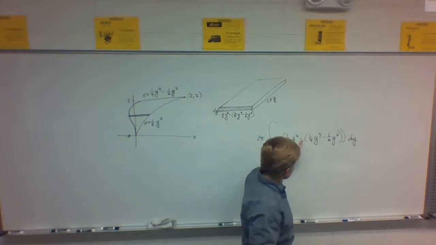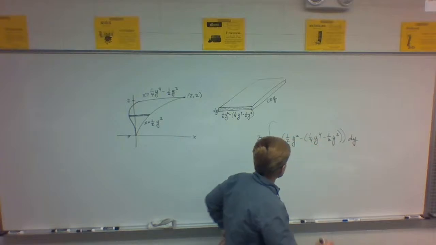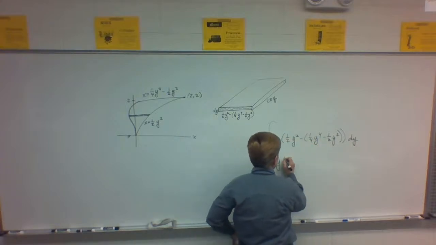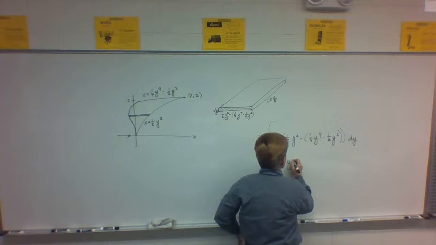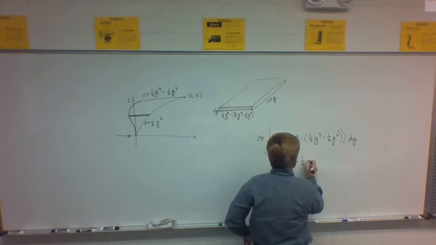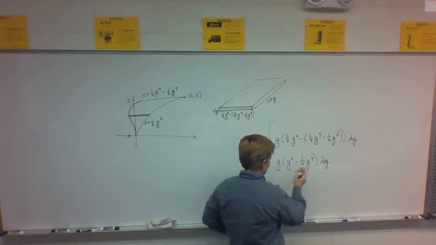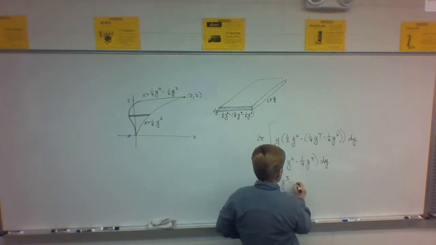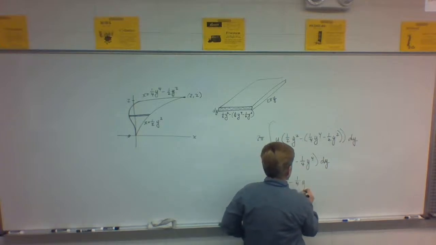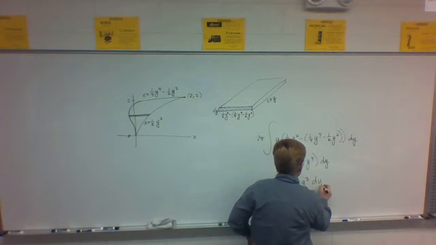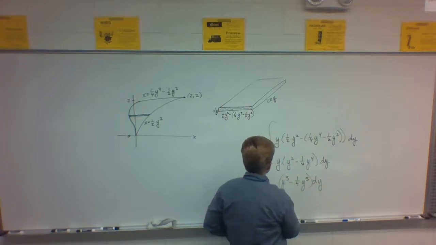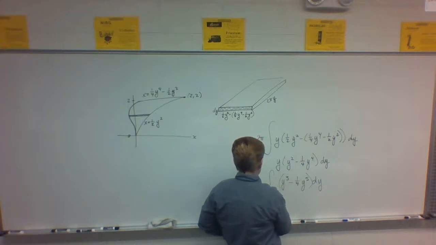This is going to be minus right there, and I've got 1/2 y squared plus 1/2 y squared. So I could simplify that a bit as y times y squared minus 1/4 y to the 4th dy. And if you had to do this by hand, you could distribute that y, which would be y cubed minus 1/4 y to the 5th dy. And you could integrate those because that's just a polynomial. Don't forget your 2 pi.